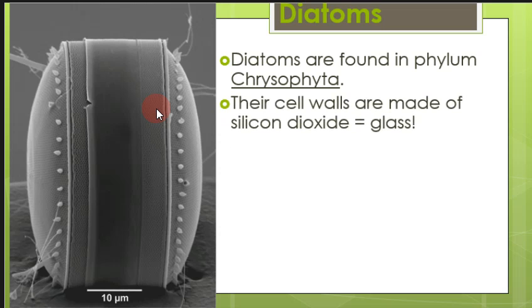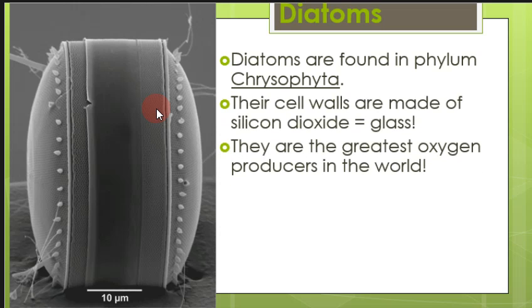Their cell wall is made of something called silicon dioxide, SiO2, which is the same thing glass is made out of. So when I say they're glass, they're made of the same chemical that glass is made out of. So they have little glass walls. They're the greatest oxygen producers in the world.